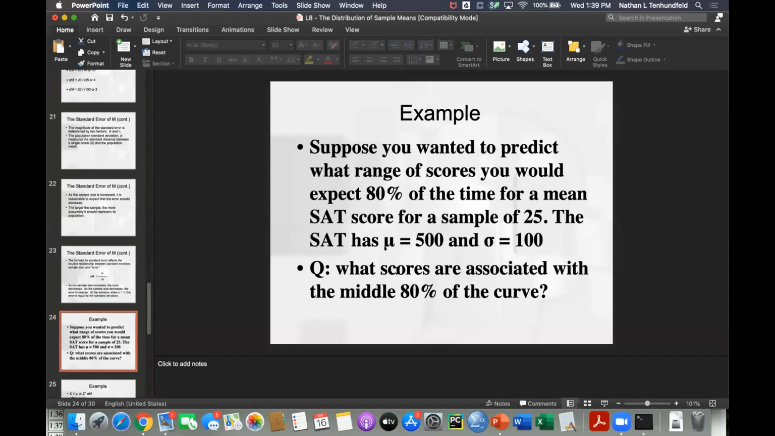All right, so here is another example. Suppose you wanted to predict what range of scores you would expect 80% of the time for a mean SAT score for a sample of 25 people. And let's say we know that the SAT has a mean of 500 and a standard deviation of 100. So let me go ahead and share the iPad again here.